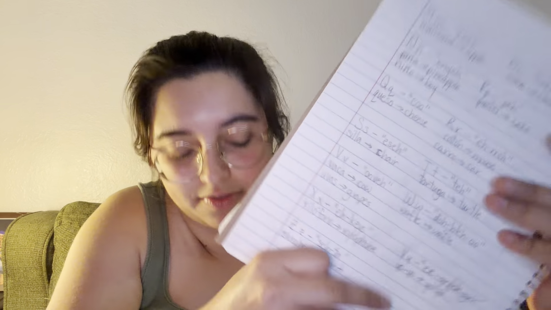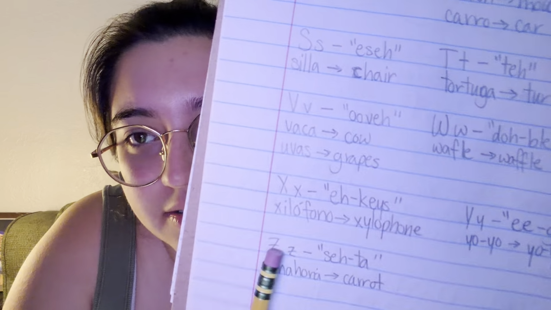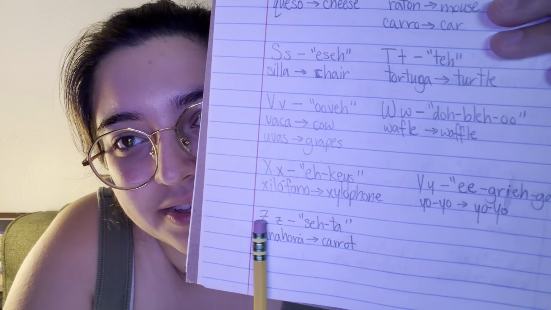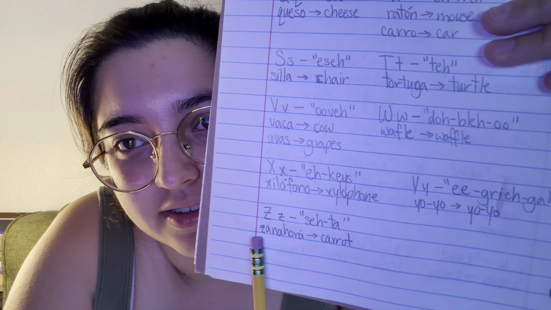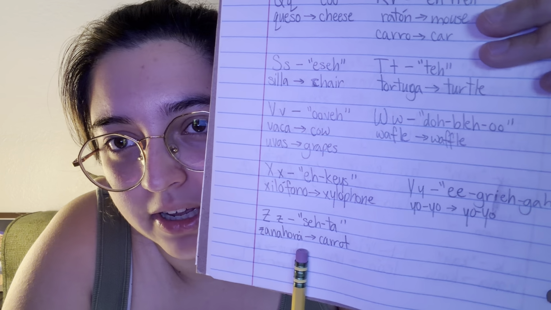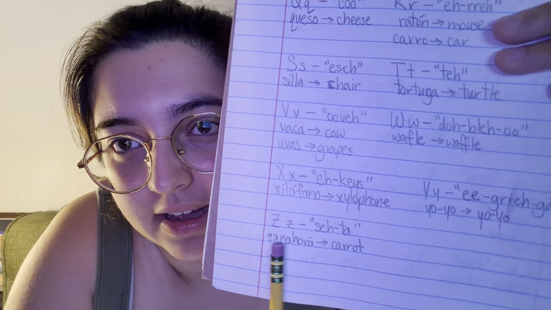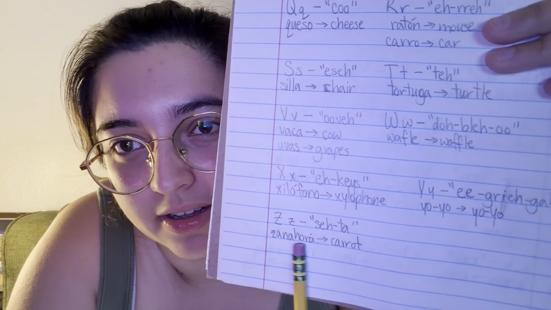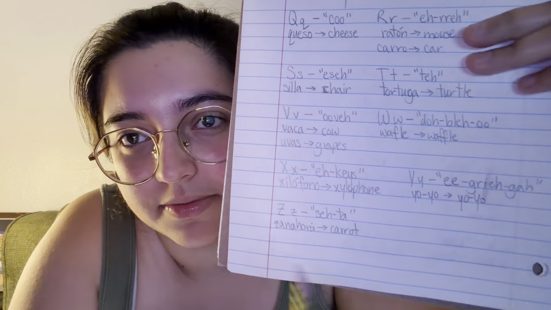So zeta or theta, depending on how you want to pronounce it. Zeta. And our word is zanahoria, which is carrot. Zanahoria, carrot. I say zanahoria, like an S.